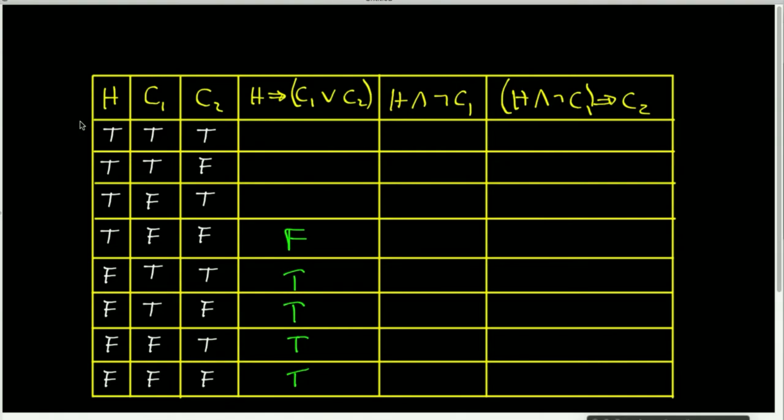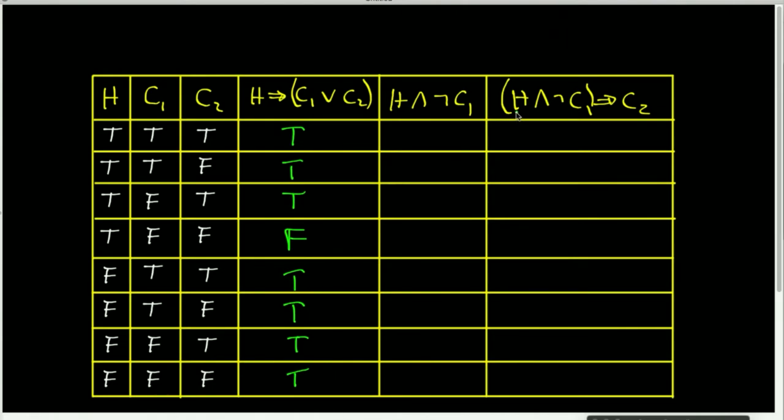On these other rows, C1 or C2 is true or true, that's true. True or false is true. False or true is true. So on these 3 rows, the implication is true implies true. And so we have true, true, true for those rows for this particular implication.